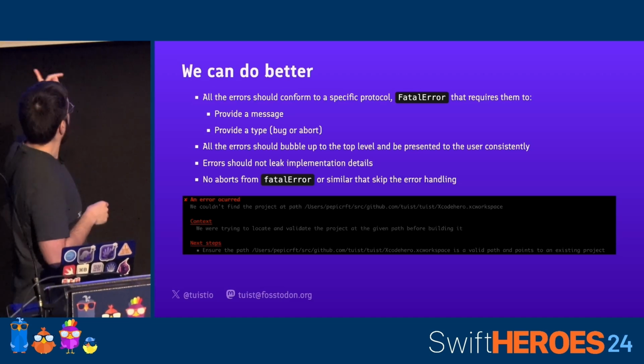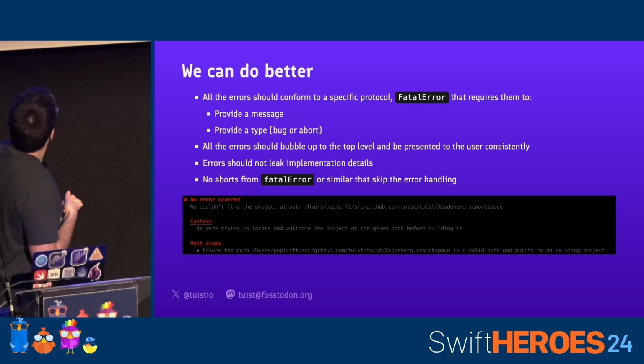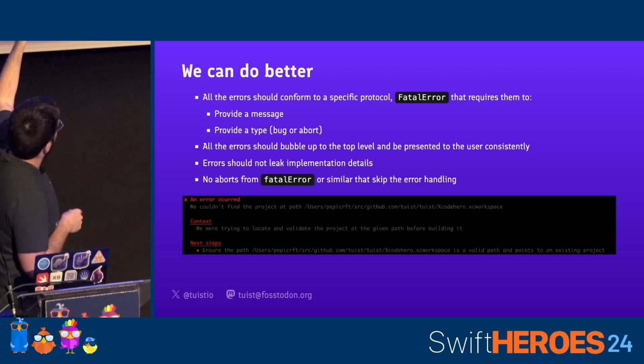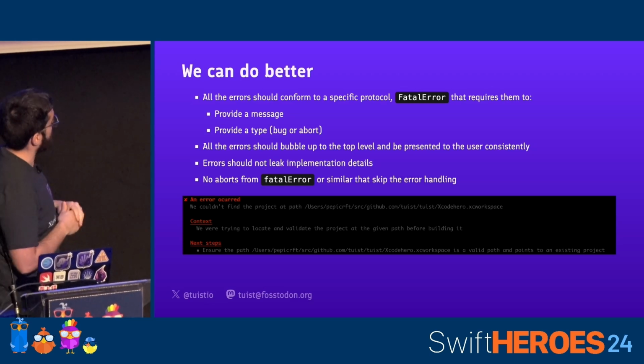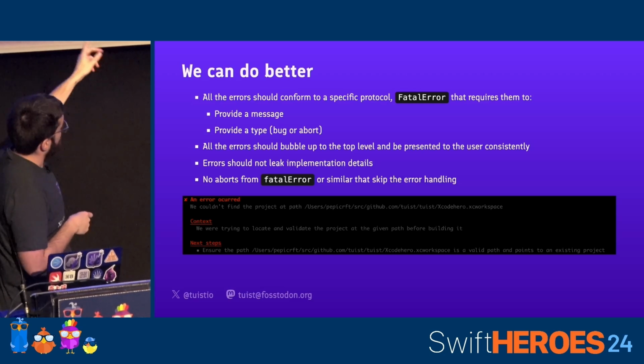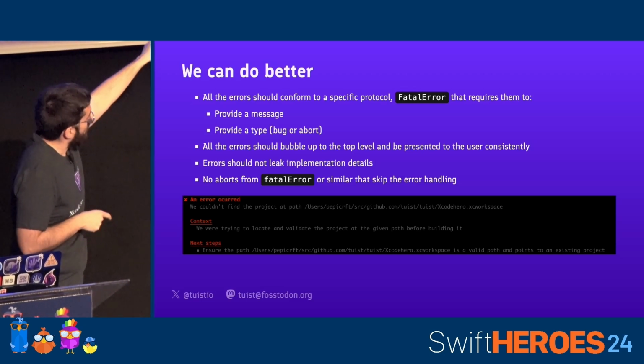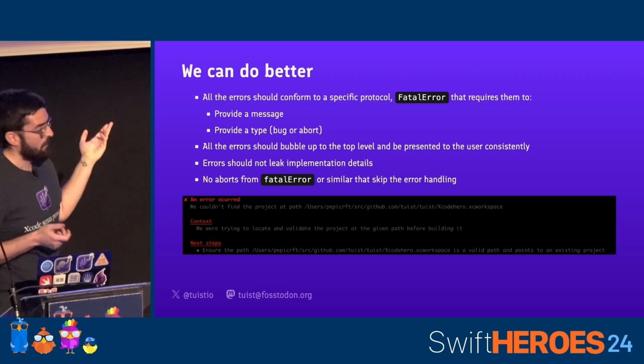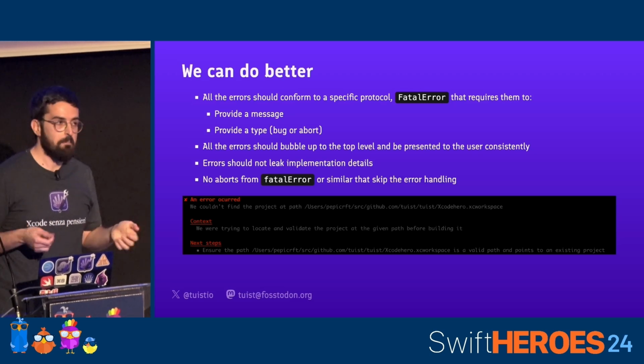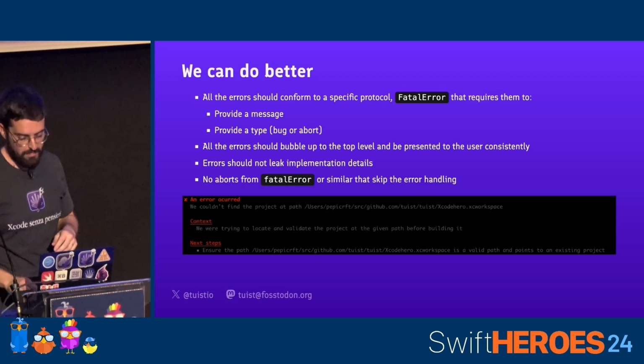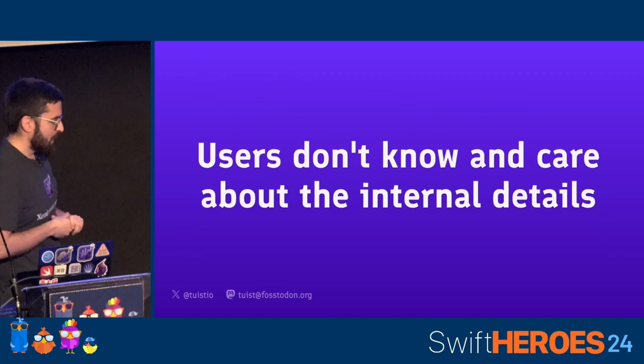As you see in the example, you can see what happened, like some context: we were trying to find a project and we couldn't find it. And it tells the users, hey, make sure that this workspace that you were trying to use is a valid path and it actually exists. So you know what happened, you know why, and then you know what to do next.